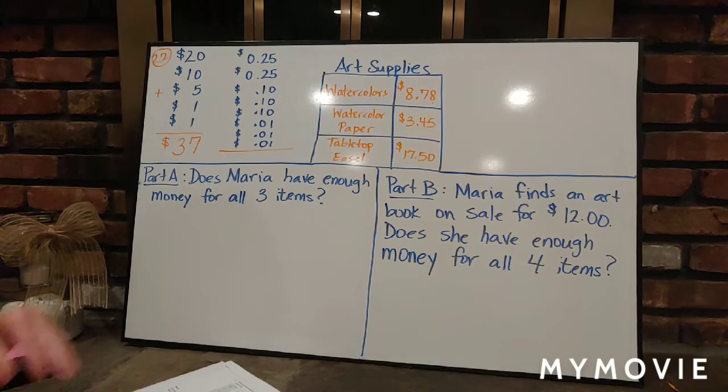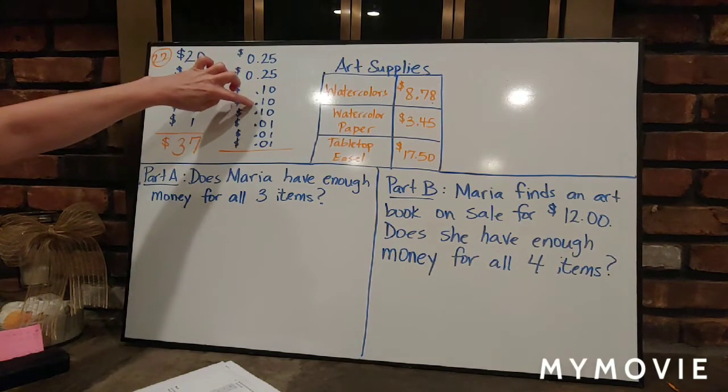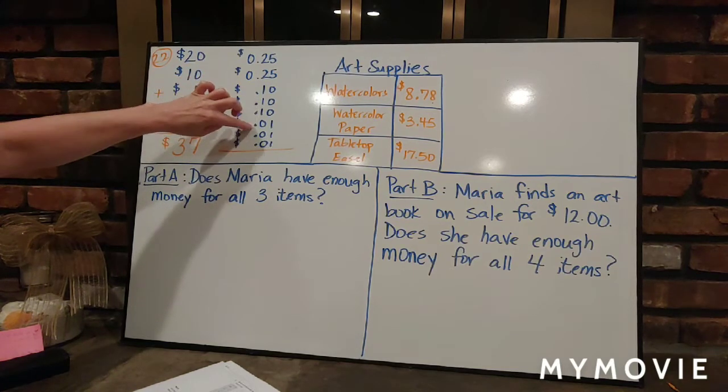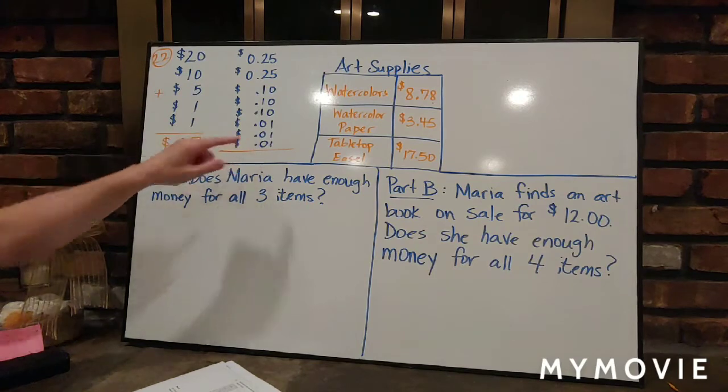coins over here. So we had 2 quarters, which are worth 25 cents. We had 3 dimes, which is worth 10 cents. And we had 3 pennies, which is worth 1 cent. And you see I wrote it out as a decimal.